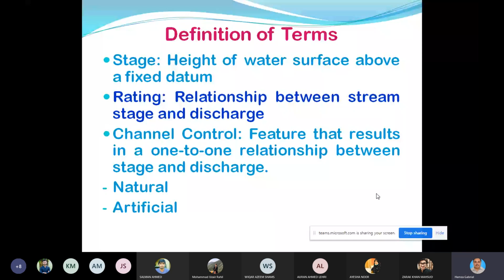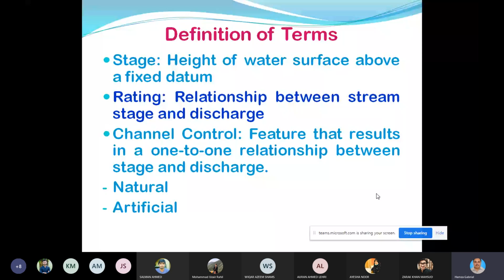Then we use a term rating. Rating is the relationship between two parameters, that is the stream stage and discharge. When we plot these two parameters, we get a rating curve, which is actually a relationship between the stage and discharge, and against one stage there is one value of discharge. So it is a one-to-one relationship.